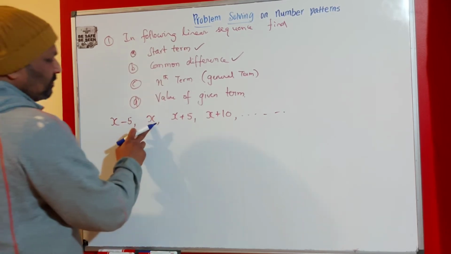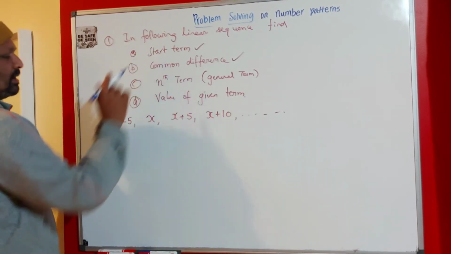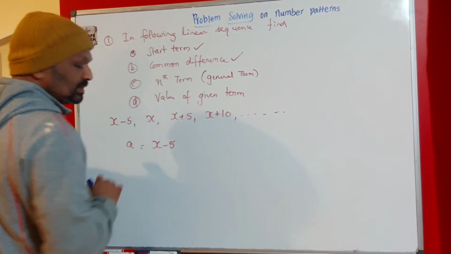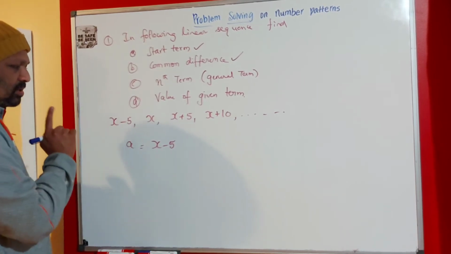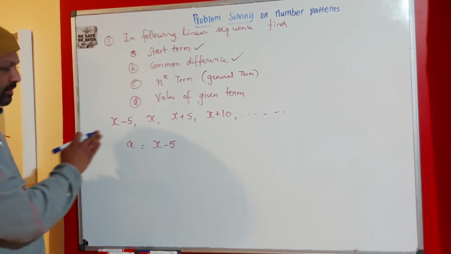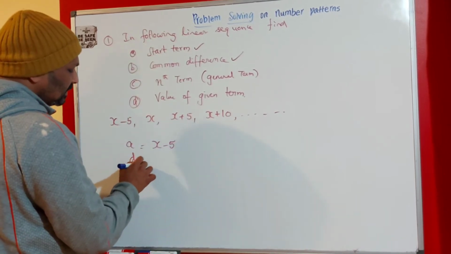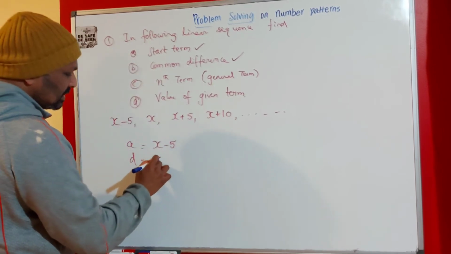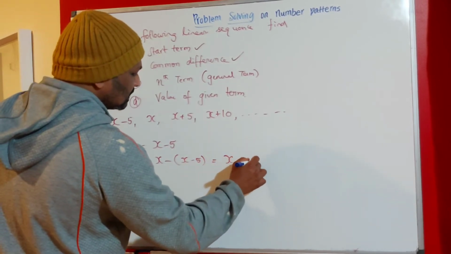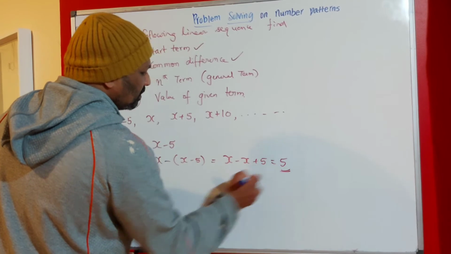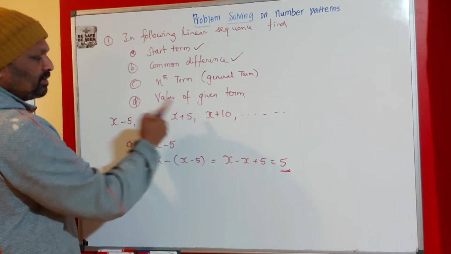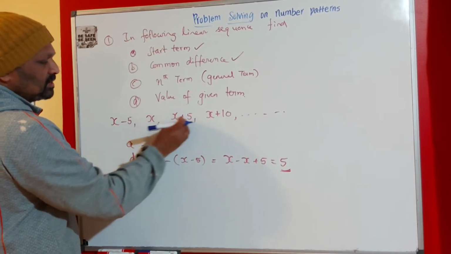Okay, so what is the difference? What is the first term? First of all, the start term. What is A here? The first term is x minus 5. Though x is not known to us, still x minus 5 is the first term. We can say that, isn't it? Yeah, this is the first term. What is D? D is the difference between these two. x minus of x minus 5, that is equal to x minus x plus 5, which is equal to 5. Okay, 5, we got the common difference between these two. Between these two also, you will get 5. This minus x plus 5 minus x, you will get 5 only.